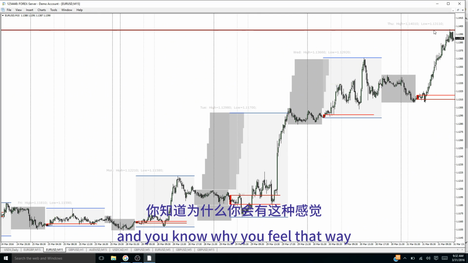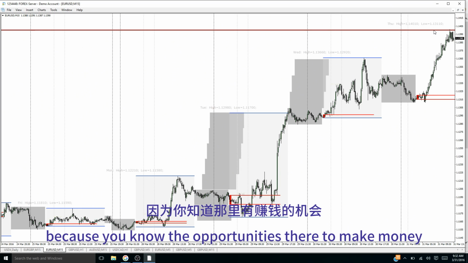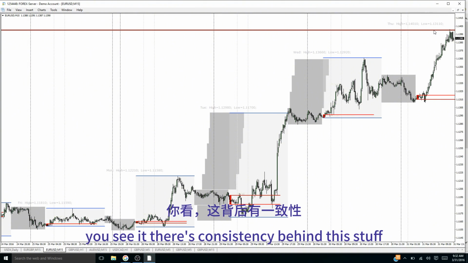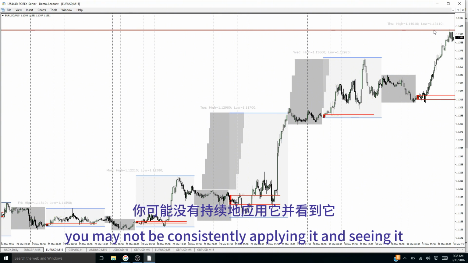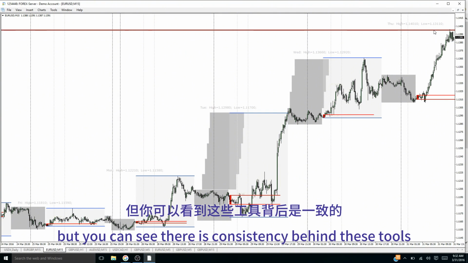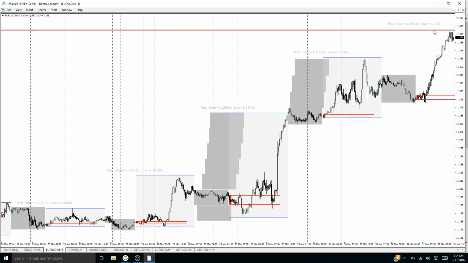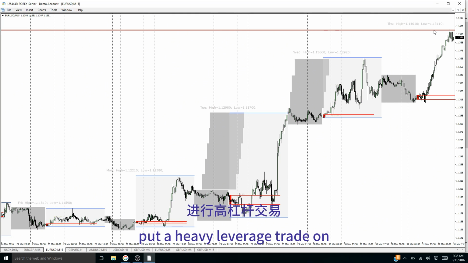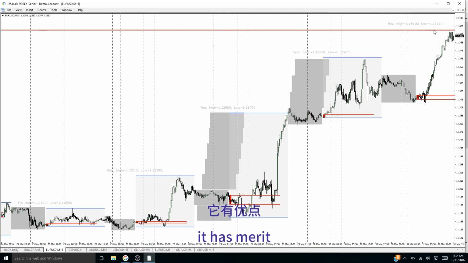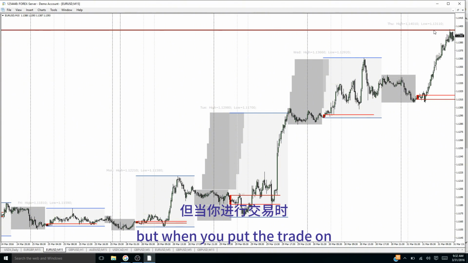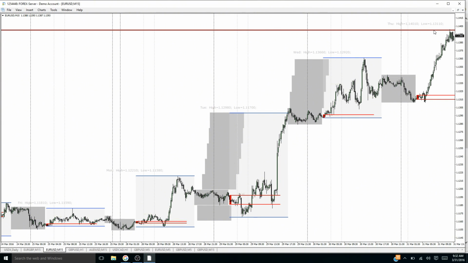And you know why you feel that way? Because you know the opportunity's there to make money. You see it. There's consistency behind this stuff. You may not be consistently applying it and seeing it, but you can see there is consistency behind these tools. So what your mind is telling you is go for broke. Put a heavy leverage trade on. It has merit, but when you put the trade on, you're pissing yourself.